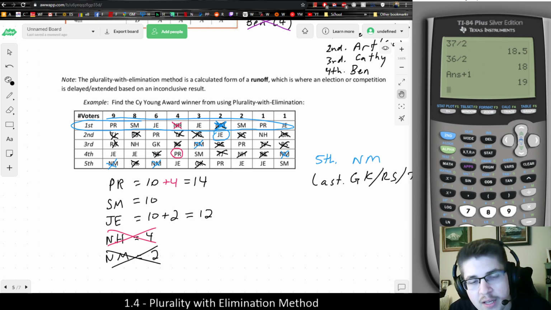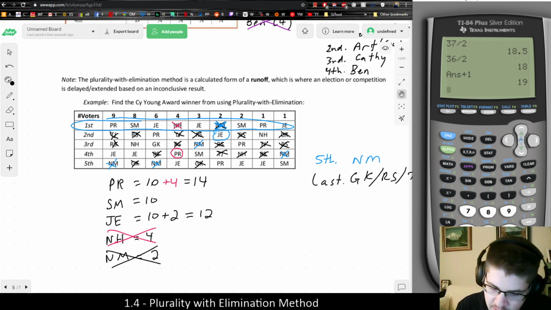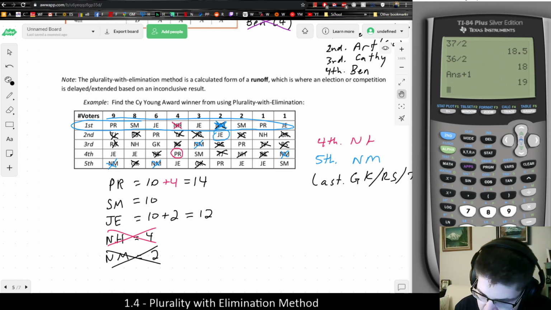Typically, in the homework, what I've noticed is it will often eliminate all the way down to 2 candidates, but sometimes if the first candidate is already winning by a majority, you might not need to eliminate anyone at all. So it really just depends on the data in terms of how many people we need to eliminate. But with the homework, it typically goes all the way down to 2. Anyways, now the new last place, I'll note over here that NH is going to come in 4th place because they were eliminated 2nd.